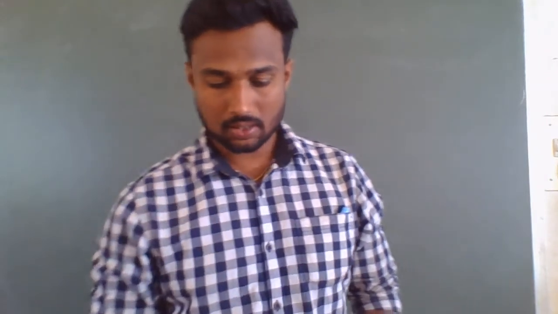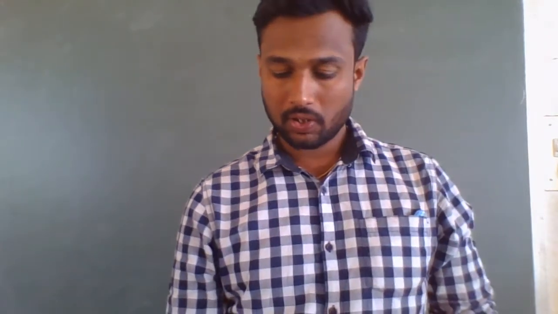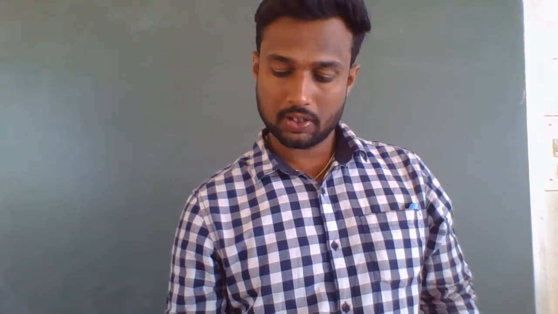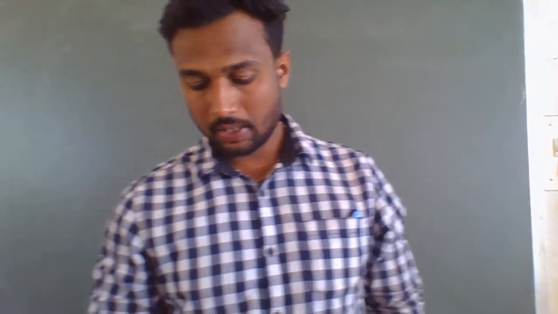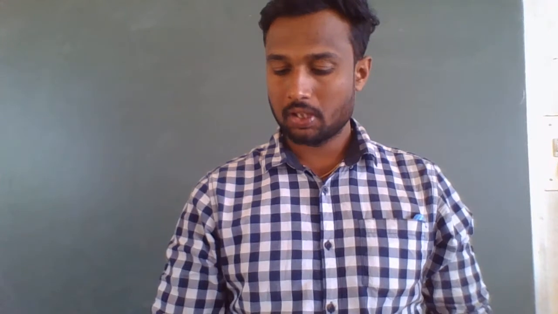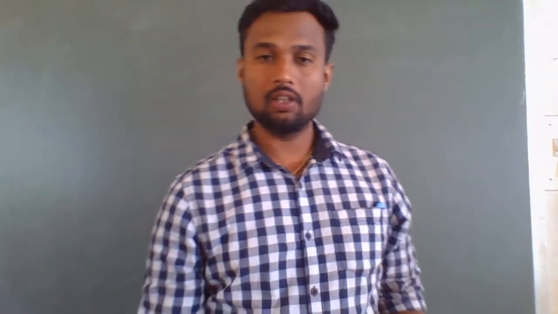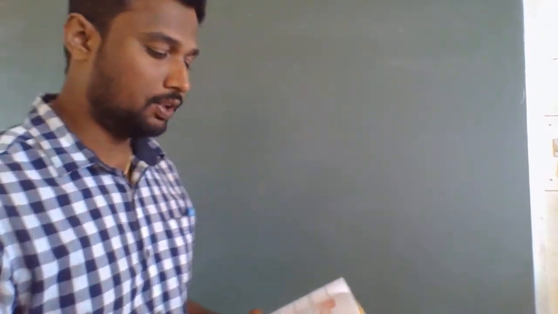In the previous class, we solved examples on finding square roots by using the division method, and I told you to solve examples 10 and 11, which are given on page number 105. So today I will continue with example 12, which is given on page number 105.